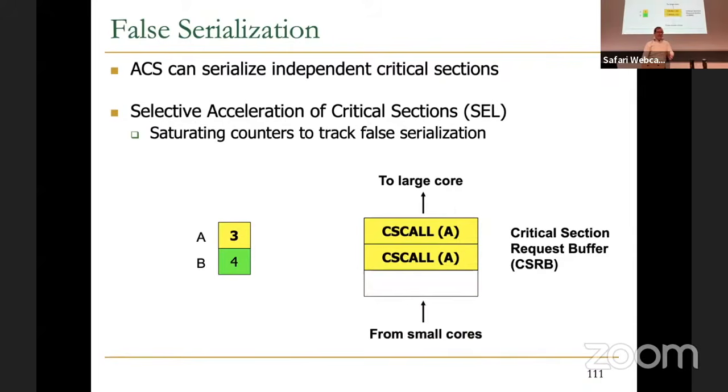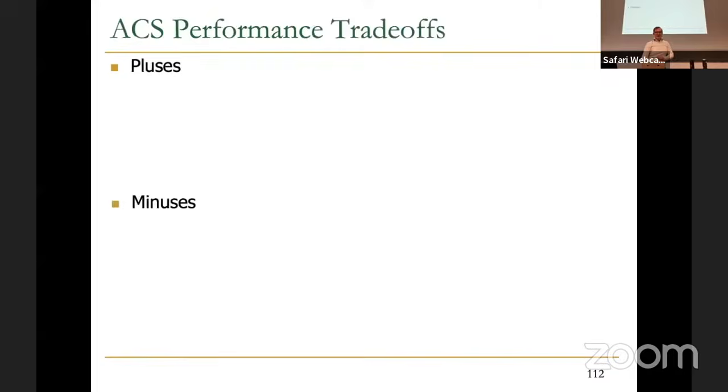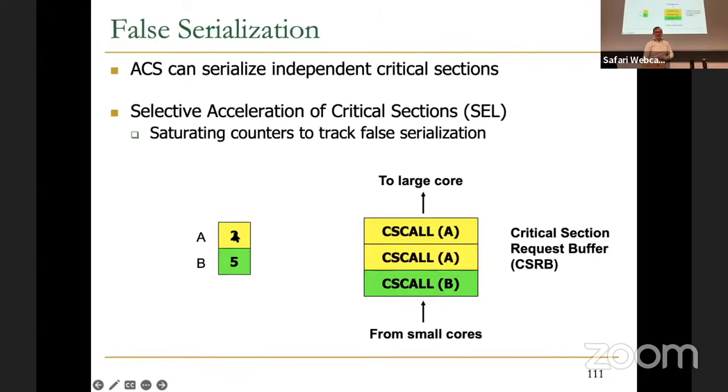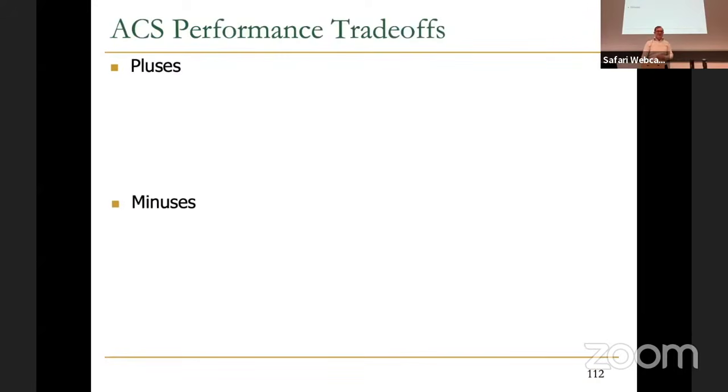Serializing these is fine. In fact, that's exactly what you want. So you decrement the counter. Now you get a critical section call B. Unfortunately, this gets serialized, assuming this is a FIFO queue again. You increment the counter. Now, once your counter is larger than some threshold, the large core says to the small core, don't send these critical sections to me. And the small core stops sending the critical sections. That's one way of eliminating false serialization, right? You can have a combination of multi-threading plus that, of course. Okay, so keep that in mind.